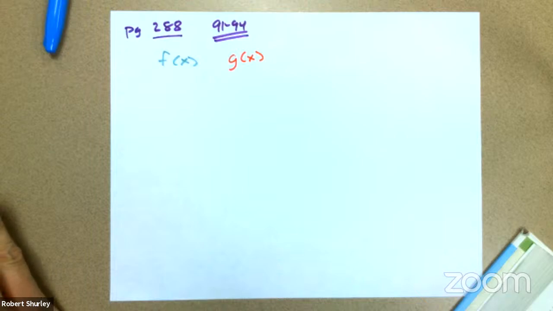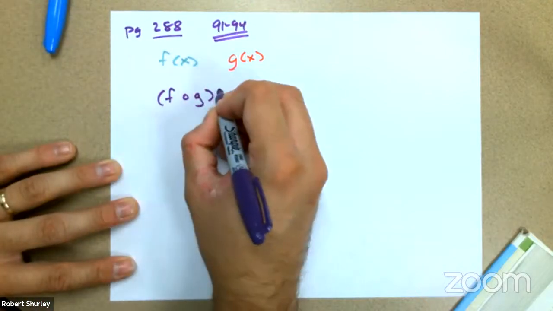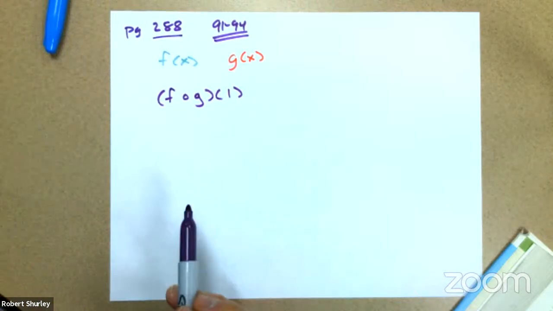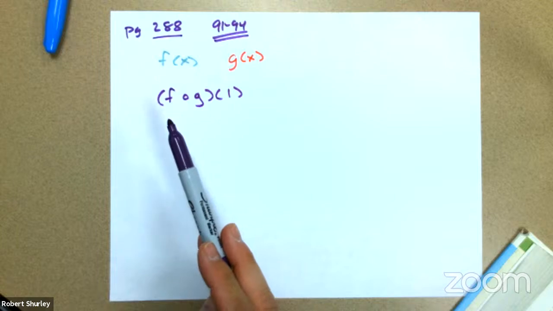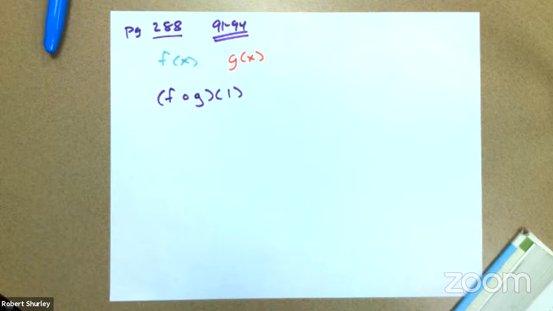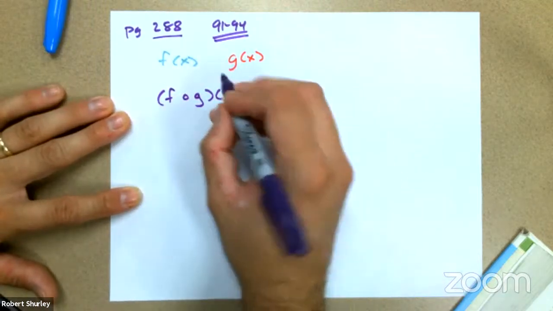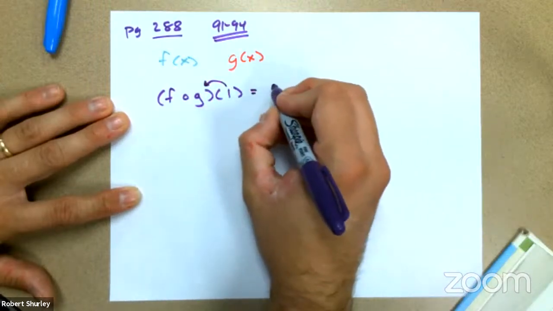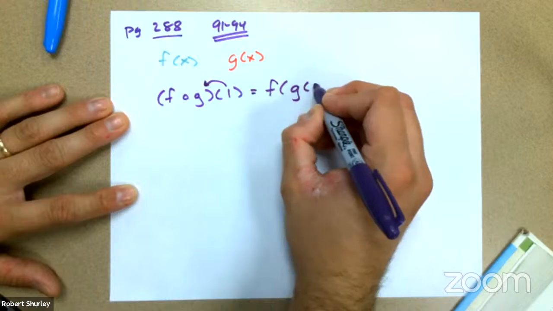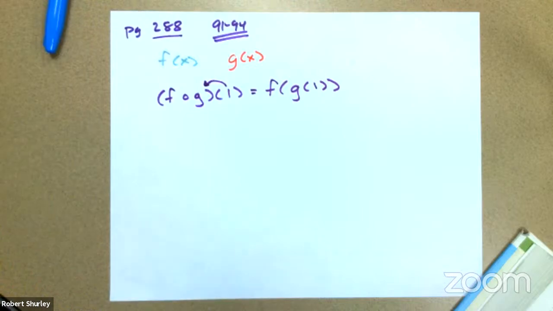The question for 92 asks, what's f composed of g of 1? I want to talk about this because I kind of skimmed over how to do this equationally if we don't have the equation. It does not give us the equation for either one of these lines. You take the 1 and plug it into the g: f composed of g of 1. Then we work inside to out.